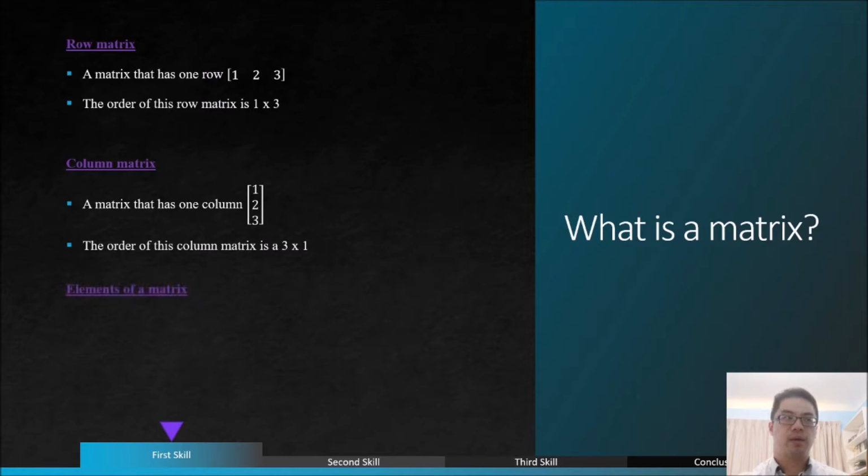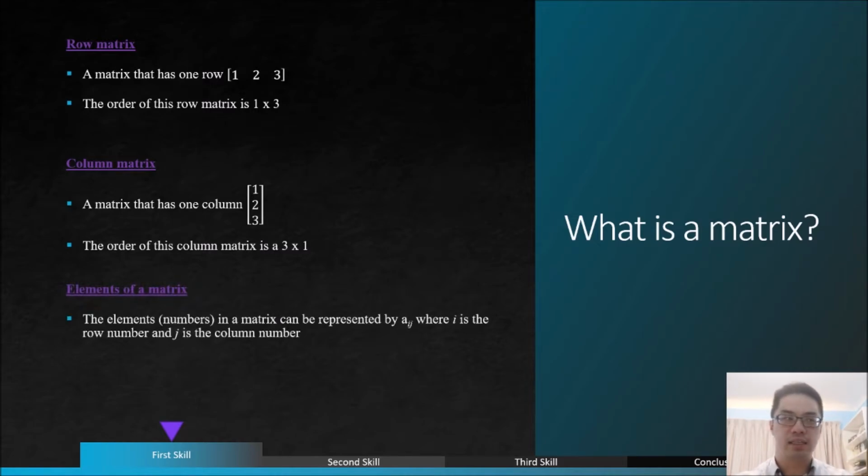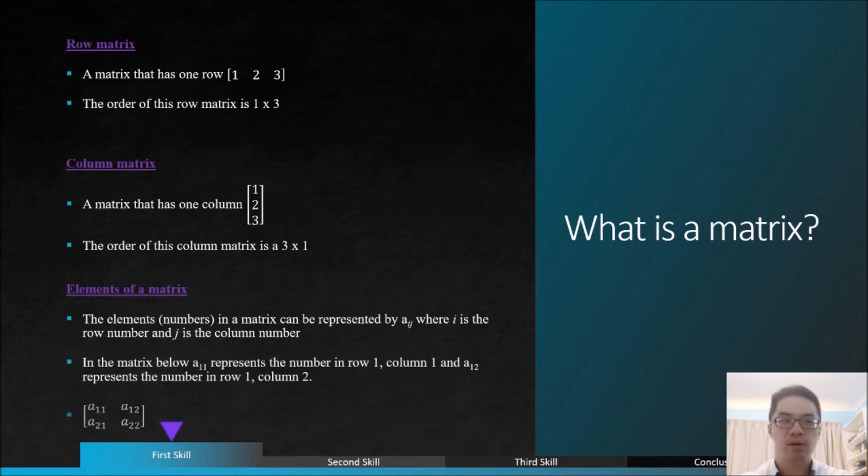The elements of a matrix are the numbers inside that matrix, and they can be represented by the letter a_ij. Now the letter i represents the row number and the j represents the column number. So in the matrix below, a11 represents the number in row 1, column 1, and a12 represents the number in row 1, column 2. So in this one here, a22 is just the number in row 2, column 2.